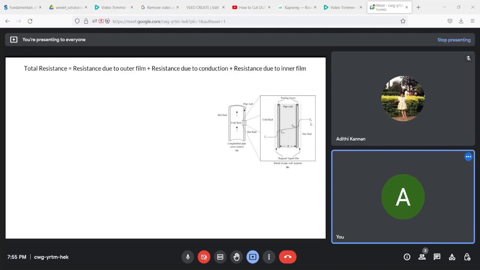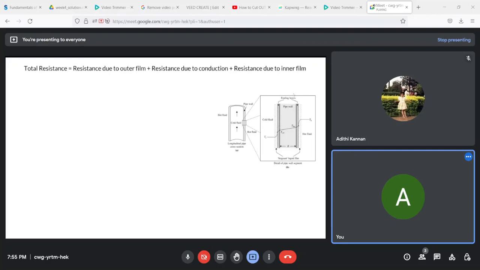So your first convection process is the transfer of heat from the bulk of the steam into the top layer of your pipe. So this is the resistance. This heat transfer is actually resisted due to the outer film, that is the outer film that is shown here. So first is the convection process, second is the conduction process, where heat has to transfer through the pipe wall.